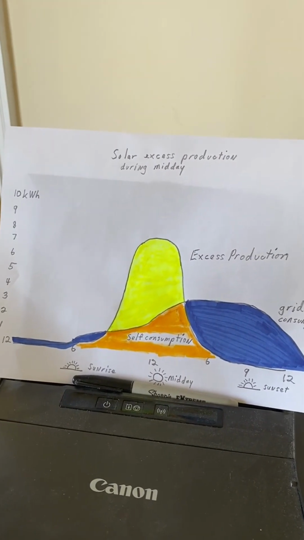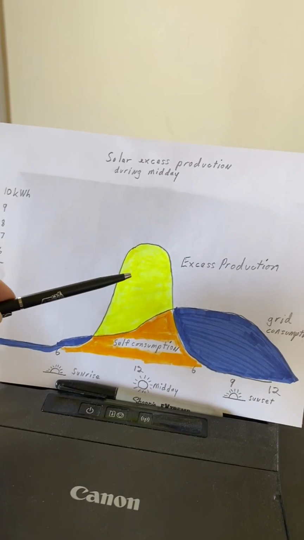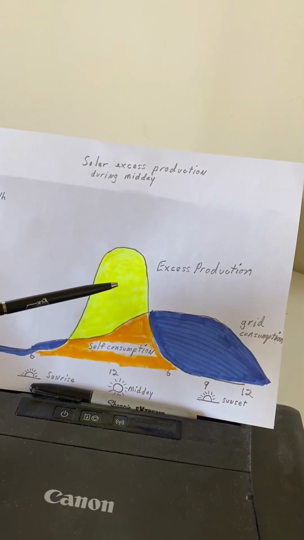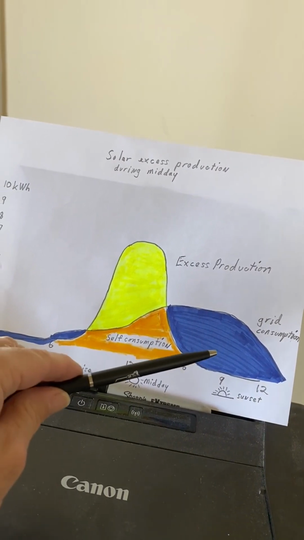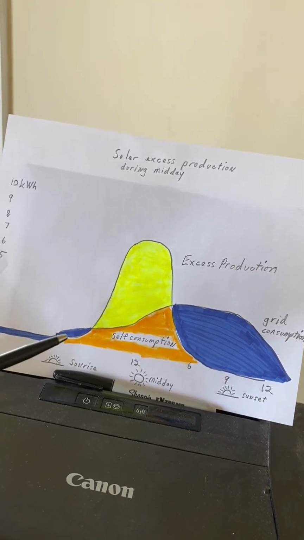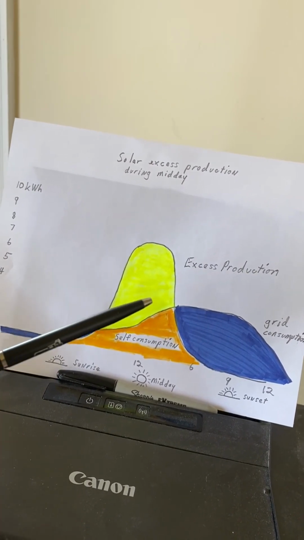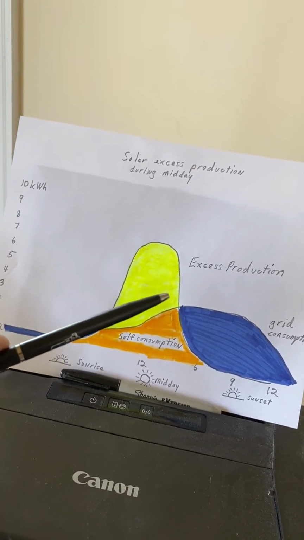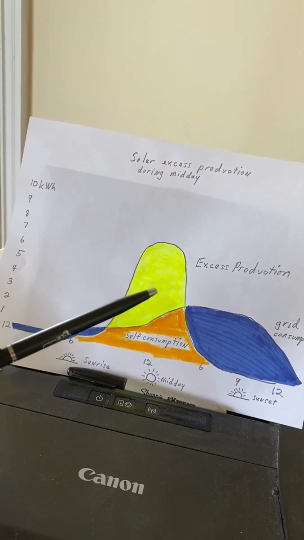Okay, so if we lay one on top of the other, this is your solar production. This is what you're consuming. You notice this is labeled excess production. So this is where you're producing more than what you're consuming. This is self-consumption. So you produce it here, you consume it.